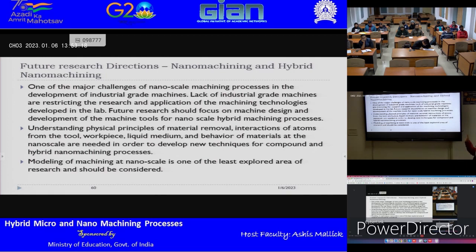So understanding the physical principle, there are a lot of things that can be analyzed, like physical principles, material interactions of atoms with the tool, workpiece, then liquid medium, and behavior of the materials at nanoscale. All those are needed in order to develop new techniques, okay? So modeling of machining at nanoscale is one of the least explored areas, and you can always do some modeling of what you are doing, okay? So thank you everyone. I'm going to stop here.